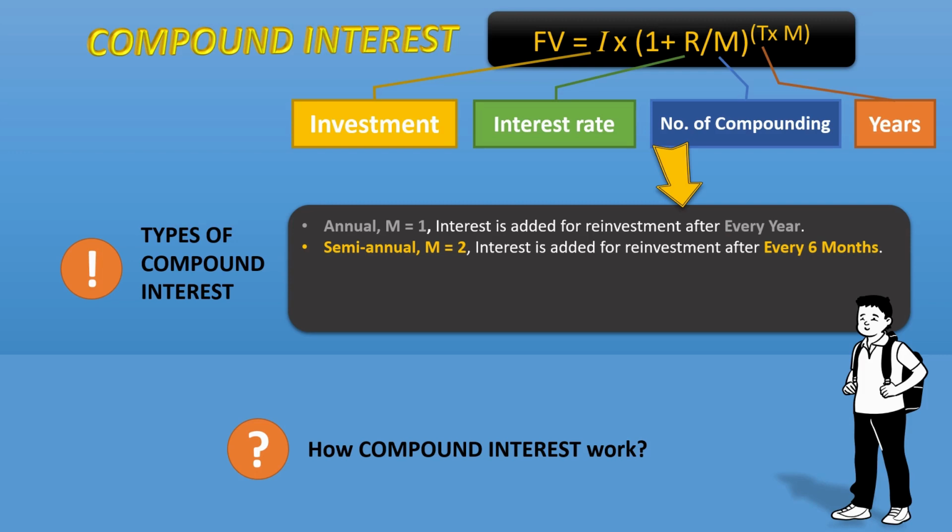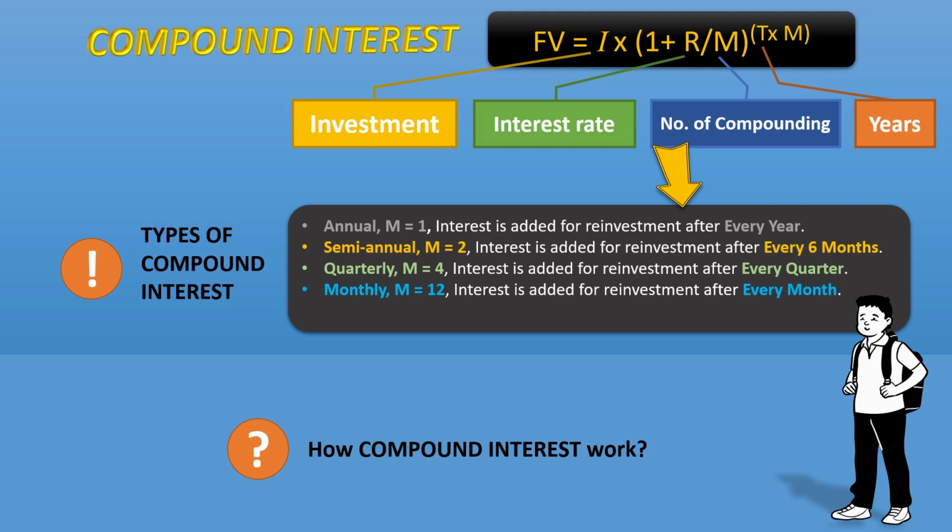In case of semi-annual compounding, M is equal to 2, as there are 2 halves in a year, the interest will be calculated and added to the investment after every 6 months. The investment plus interest will now become the investment for next 6 months interest calculation, and so on. The same will be case for quarterly in which M is equal to 4, as there are 4 quarters in a year. For monthly, M will be 12 and interest will be calculated every month, and for daily M will be 360 and interest will be calculated and added after every day.